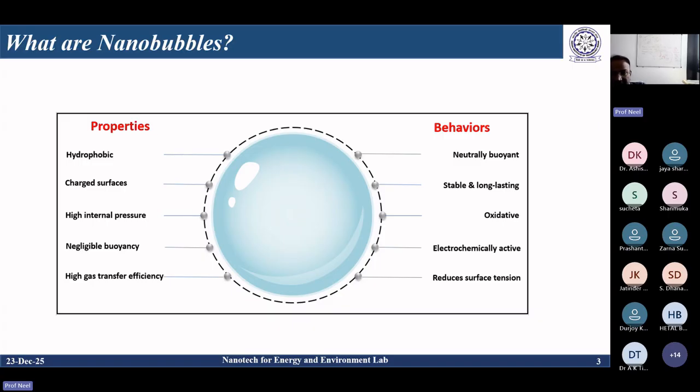As I said, it's neutrally buoyant. Apart from that, the bubbles are seen to have a charge at the interface, and that also determines the property. If there is a charged surface, it can attract oppositely charged particles, and therefore it is really helpful in aggregating the particles or contaminants together. So these are the typical properties of the bubbles, which lead to a lot of engineering applications, which I will show in my presentation.